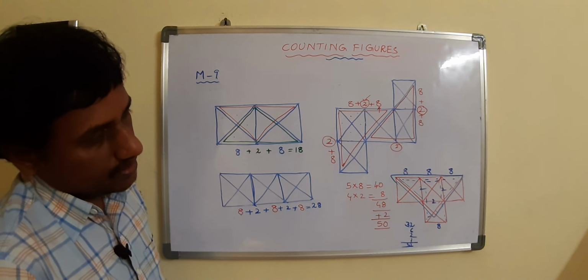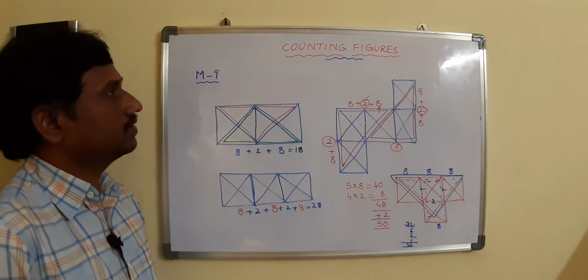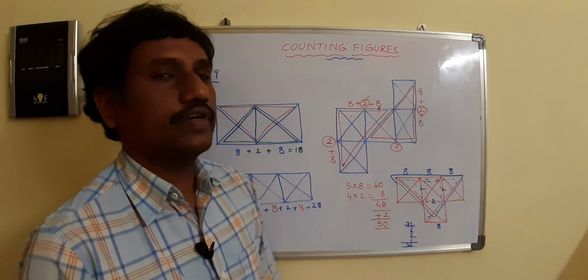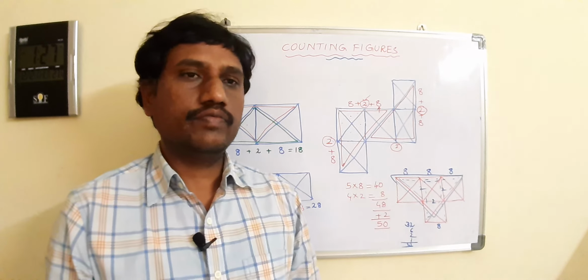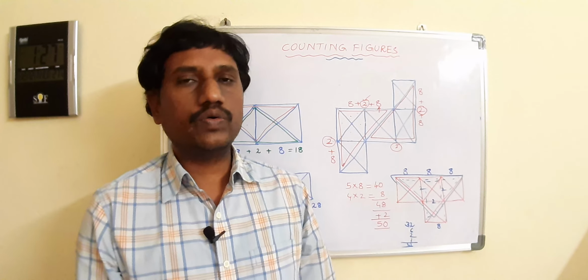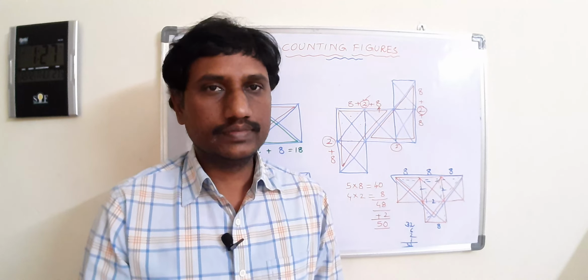Like this we have to solve to find the number of triangles. This is about how to find the number of triangles. In the next session we are going to discuss how to count the number of squares in the given figure. Thank you. Have a nice day.